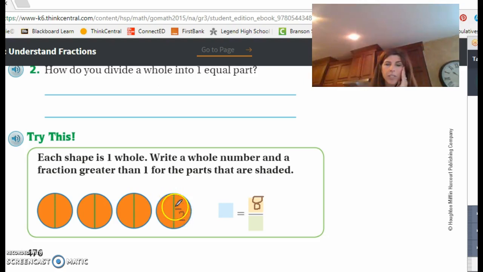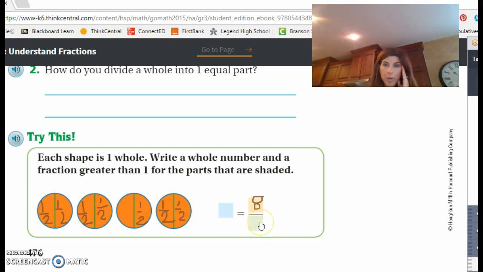This represents 1 of the 2. This would be 1 of the 2, 1 of the 2. 1 half, 1 half, 1 half, 1 half. And I would write those all out. Okay, so it was 1 over 2.